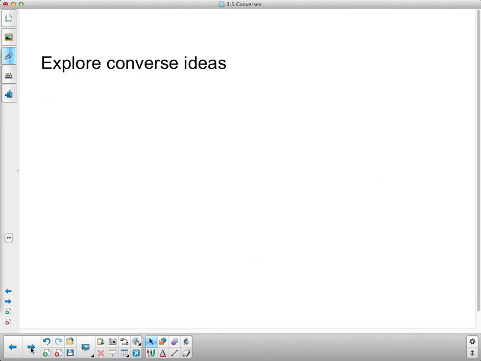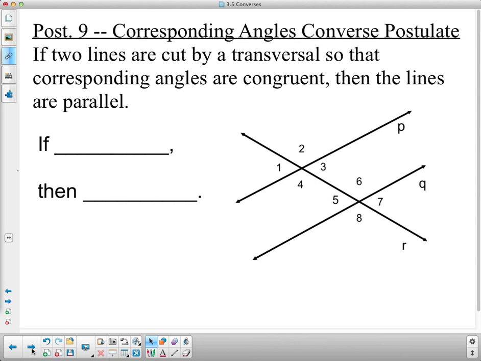All right, let's explore the converse ideas from the theorems we did on Friday. Okay, on Friday we had a lot of the numbers in the diagrams. So we do have 4 converses, and they are the converses of what we did on Friday. So I know I gave you a sheet with the notes on Friday, but you've got time to write them down yourself today. Postulate 9 is the corresponding angle converse postulate.